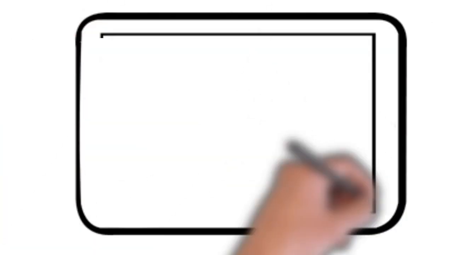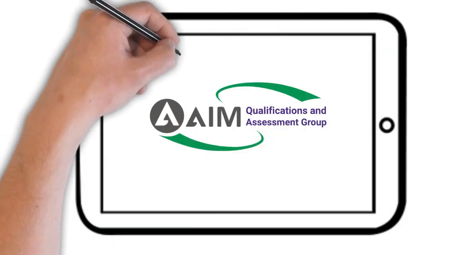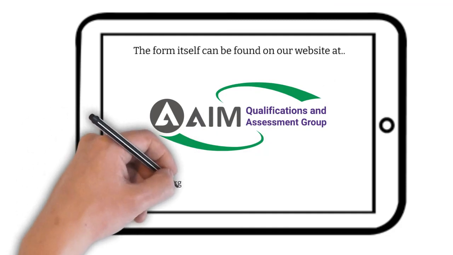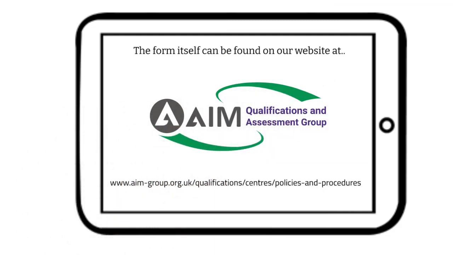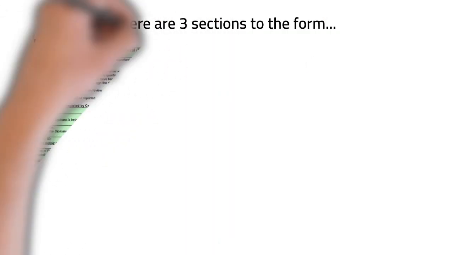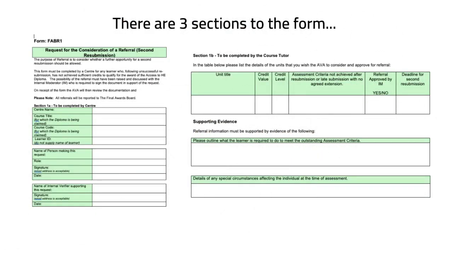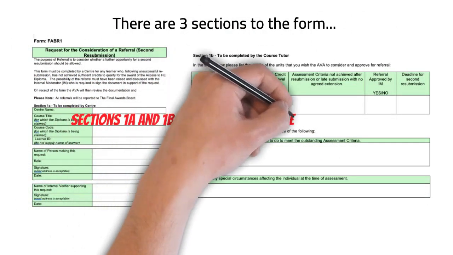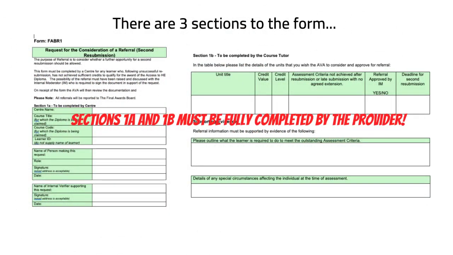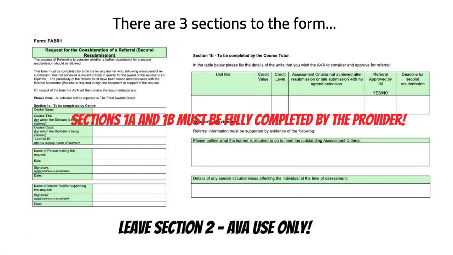The form itself can be found on our website at www.aimgroup.org.uk/qualifications/centres/policies and procedures. When you download the form, you'll see it's divided into 3 sections. Section 1A and 1B must be fully completed by the provider. Section 2 is for the AVA use only and should be left blank.